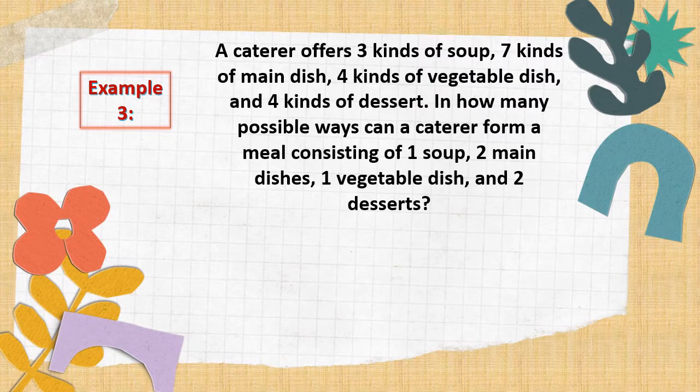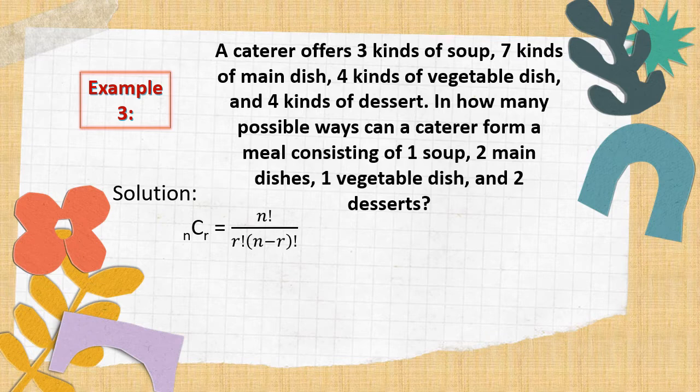Example number 3. A caterer offers 3 kinds of soup, 7 kinds of main dish, 4 kinds of vegetable dish, and 4 kinds of dessert. In how many possible ways can a caterer form a meal consisting of 1 soup, 2 main dishes, 1 vegetable dish, and 2 desserts? So we will use this formula of combination, which is combination of n taken r at a time is equal to n factorial divided by r factorial multiplied by the factorial of the difference of n and r. So let n be the total possible ways.